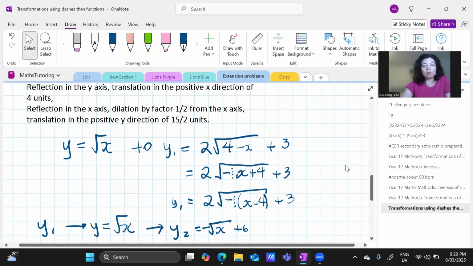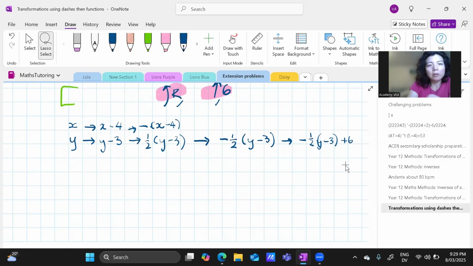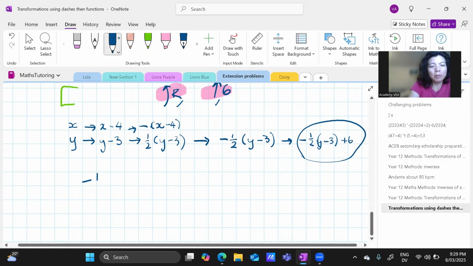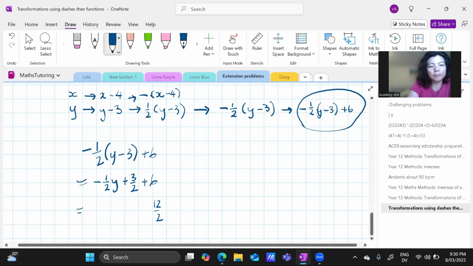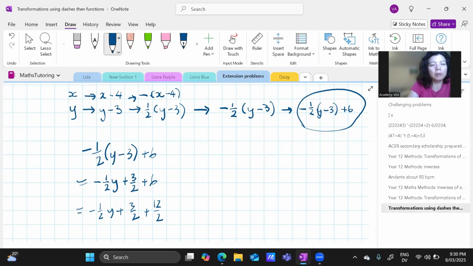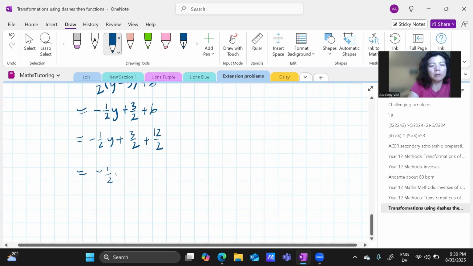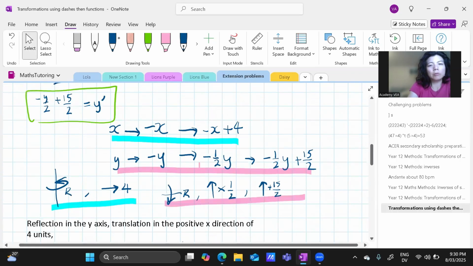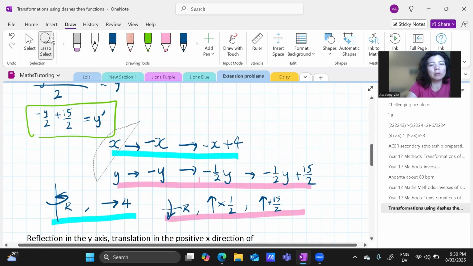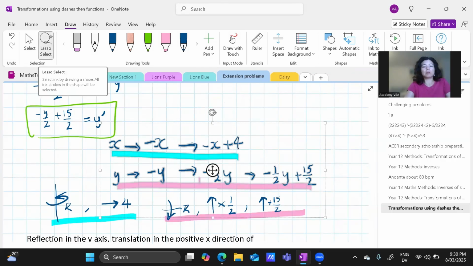Maybe it's not so obvious. So let's expand this out. So if I take this bit here and expand it out over here, if I expand out the negative half, I get negative half y plus 3 on 2 plus 6. And 6 can be written as 12 on 2. And so that gives me negative a half y plus 15 on 2, which is exactly the same result as we had before. So this final step here for both of them is exactly the same result.